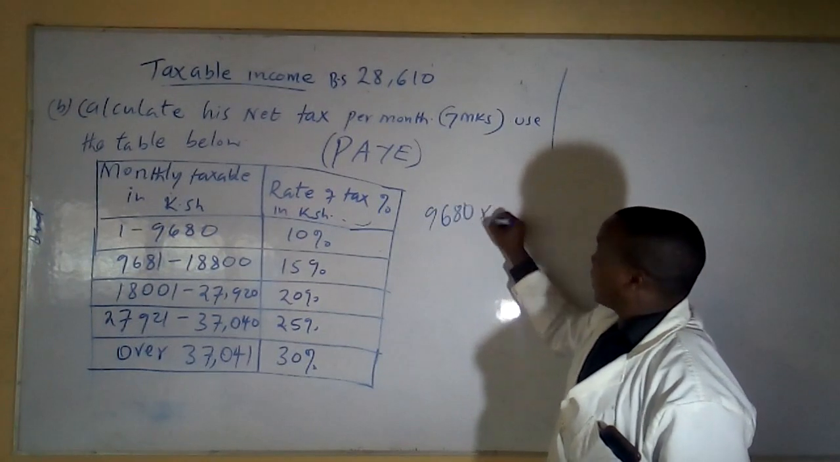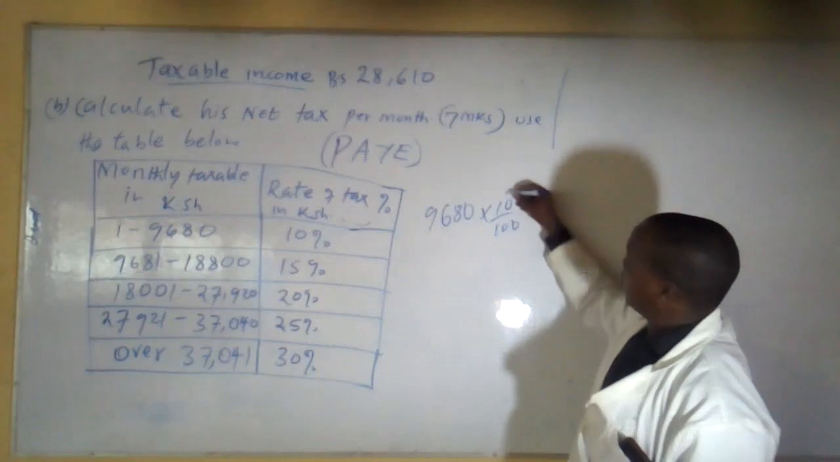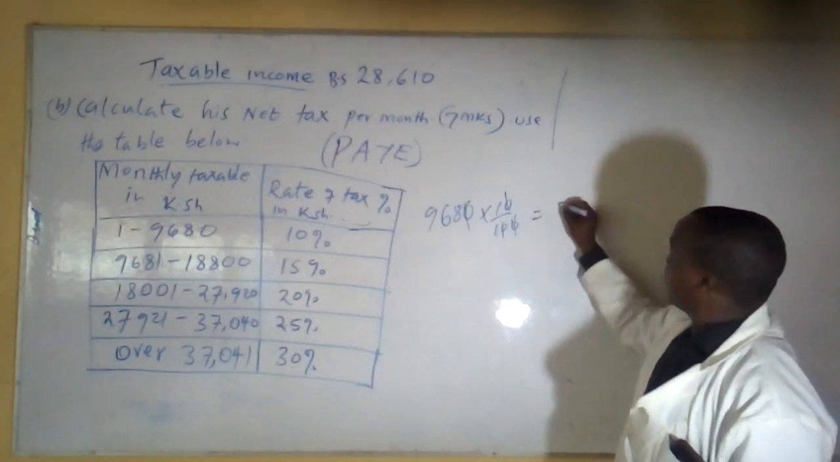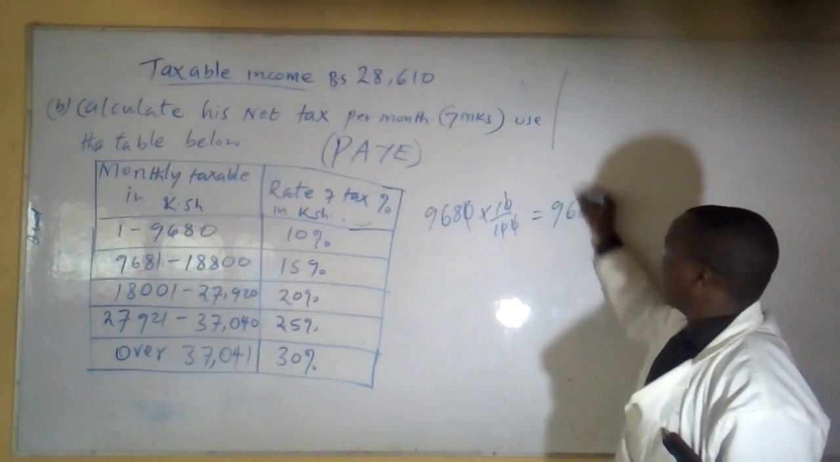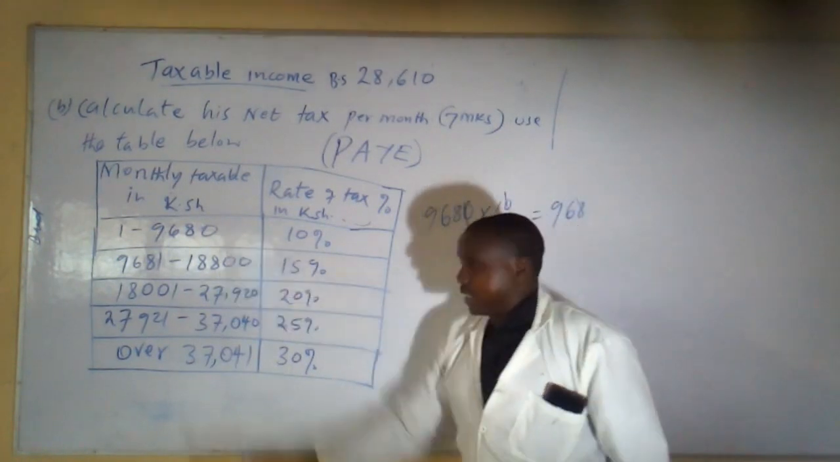9,680 times 10 over 100, because 10% simply means 10 over 100. Then you do the cancelling, and we will have our tax. The tax will be 968. So we move from here to the next slab.